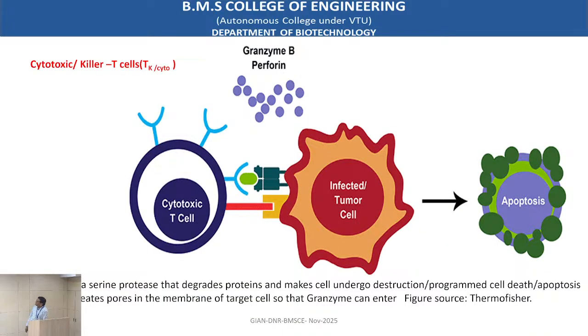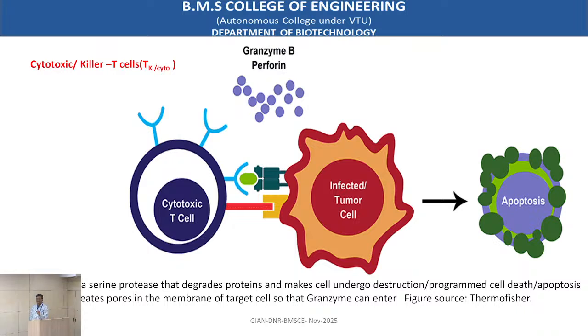Then the T cell. The cytotoxic T cell or killer T cell recognizes the infected or tumor cell and latches on with various bindings. Then it releases granzyme and perforin, as Dr. Bapi was talking about before. Perforin is like a bullet, you can consider that. It goes and creates pores in the membrane of the target cell so that granzyme can enter the cell. The granzyme is nothing but a protease.